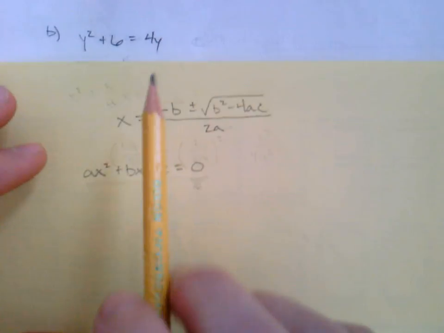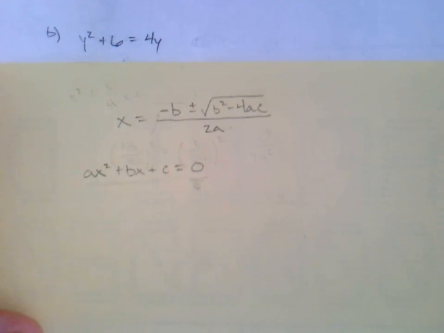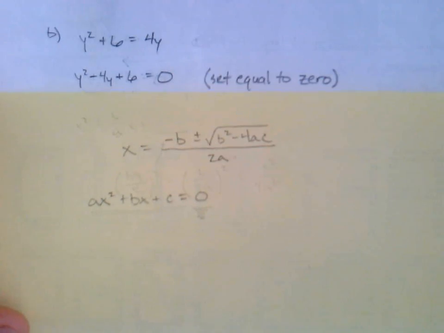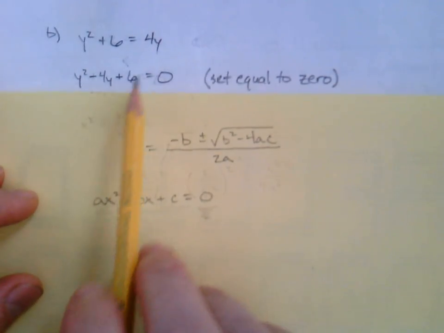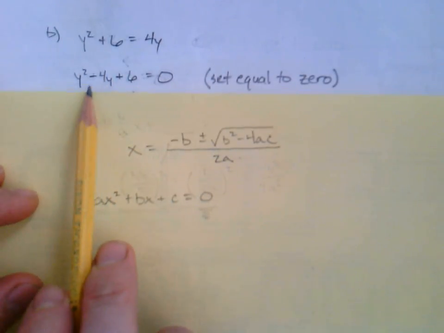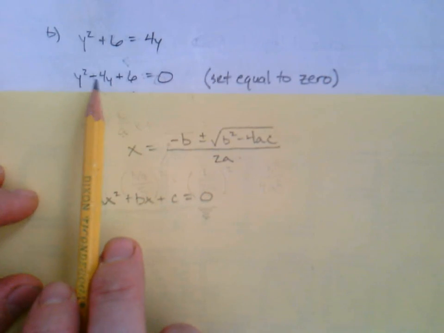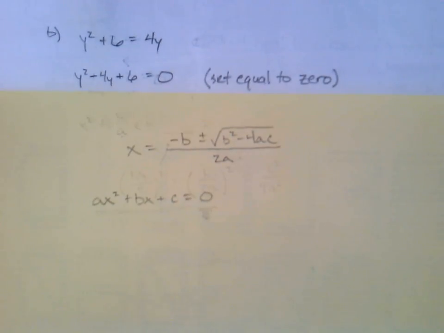Well, okay, hopefully you know, we're going to subtract the 4y over onto the left. Yeah, set it equal to 0. And you notice I even put the minus 4y between, so I've got that same feel, right? The y squared, then the y, then the constant equals 0. Y squared minus 4y plus 6 equals 0. And now that fits this shape.